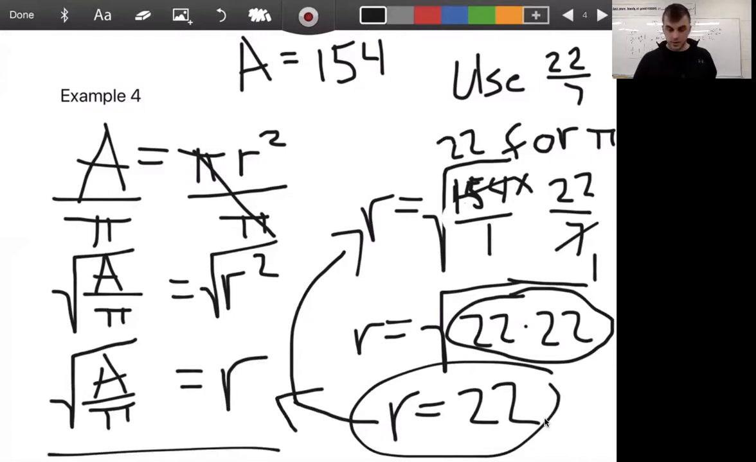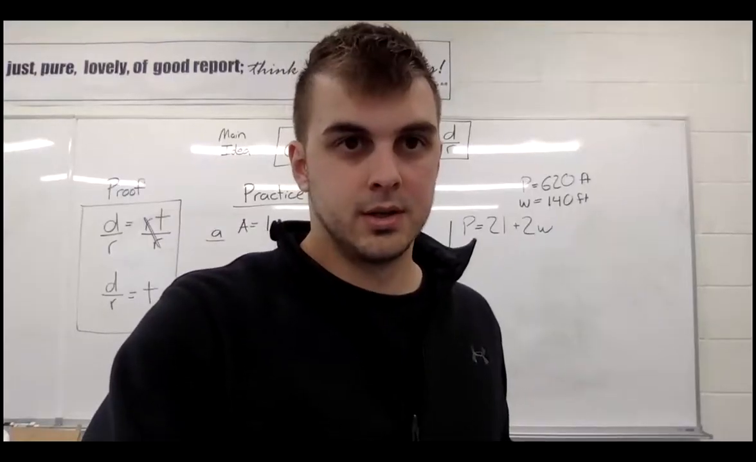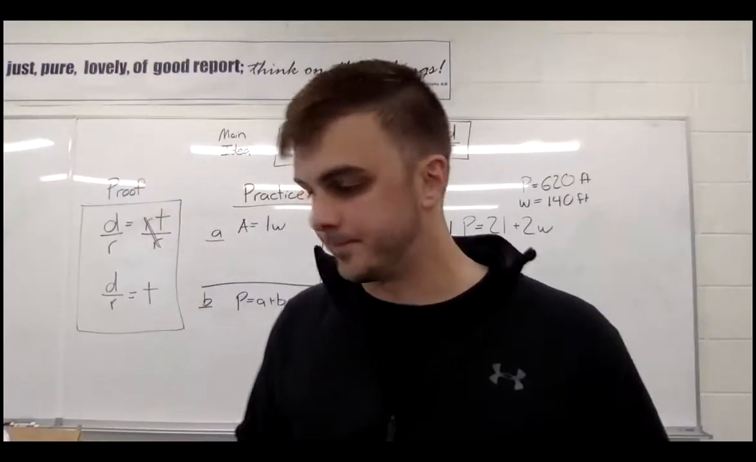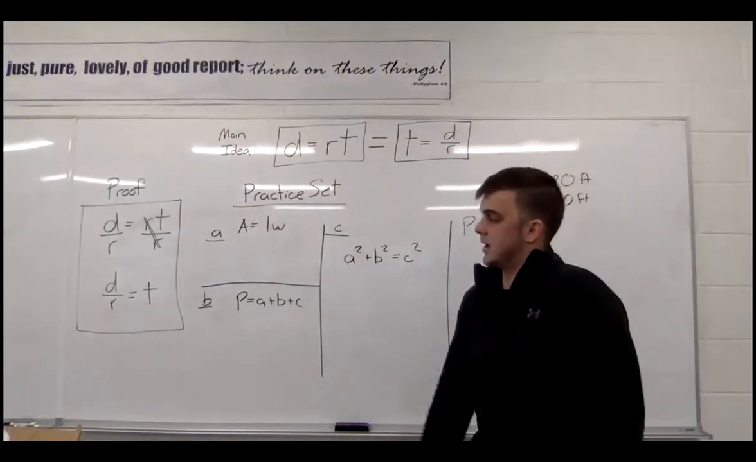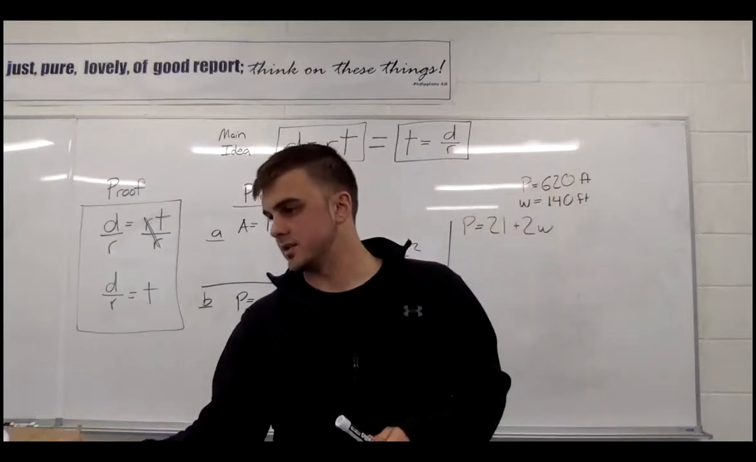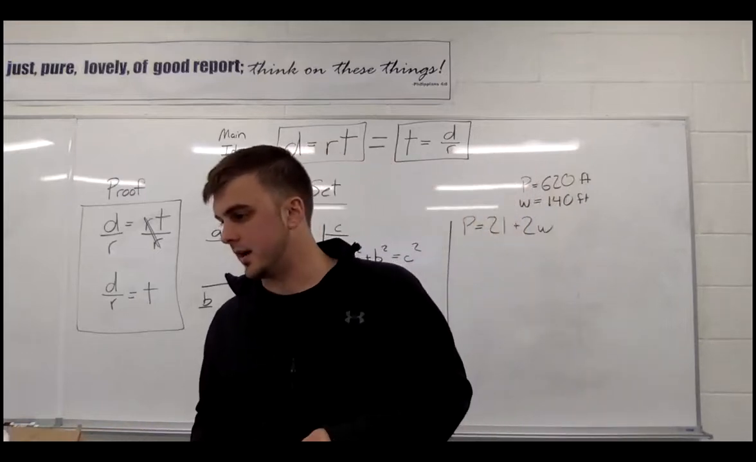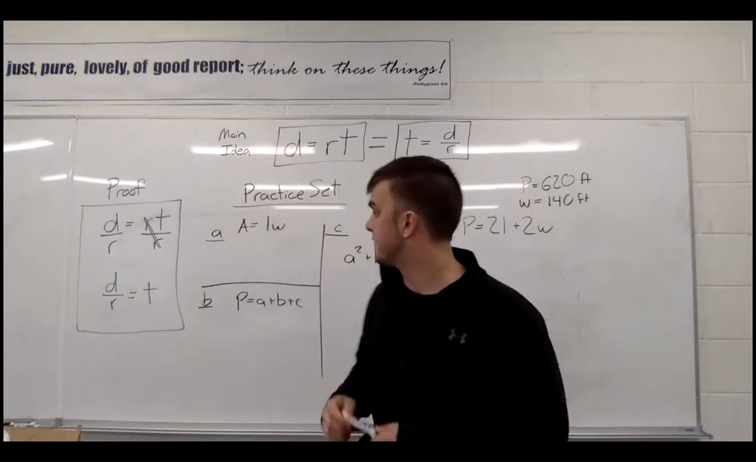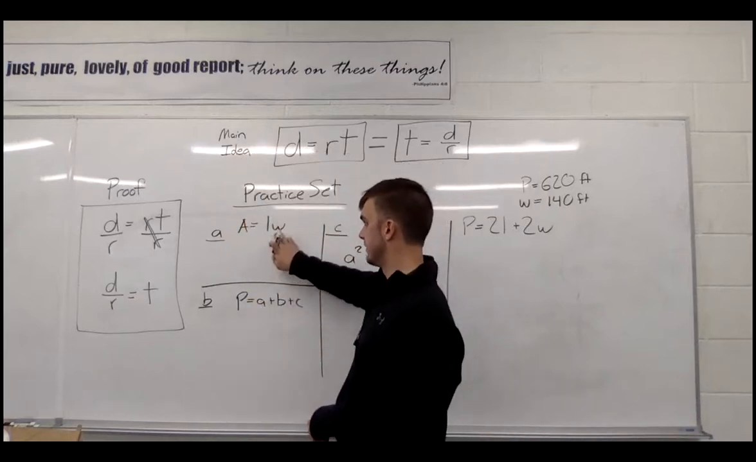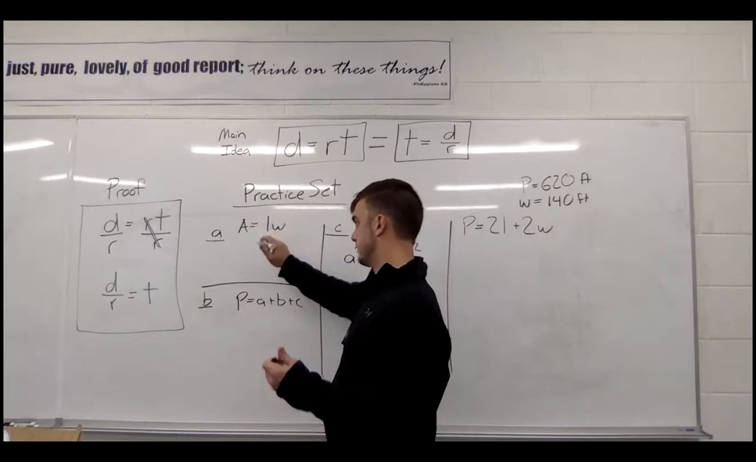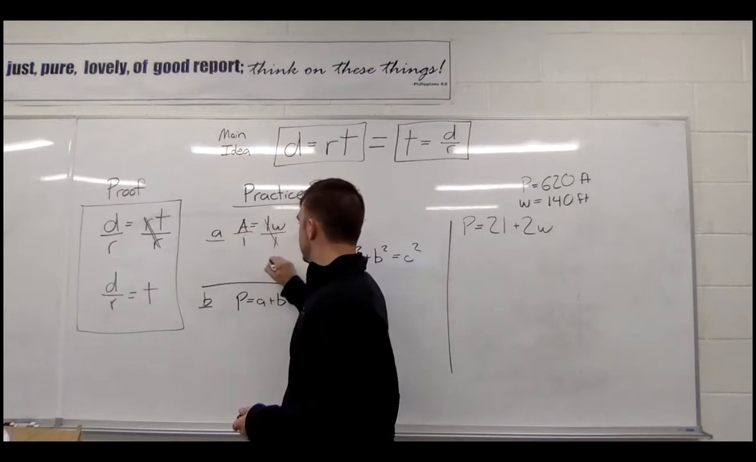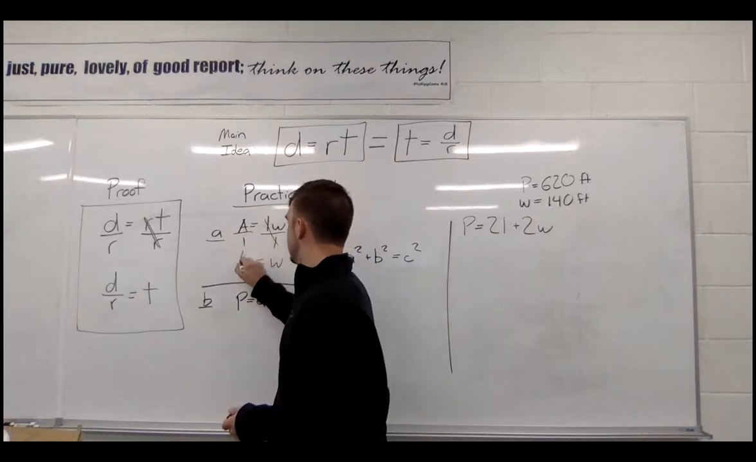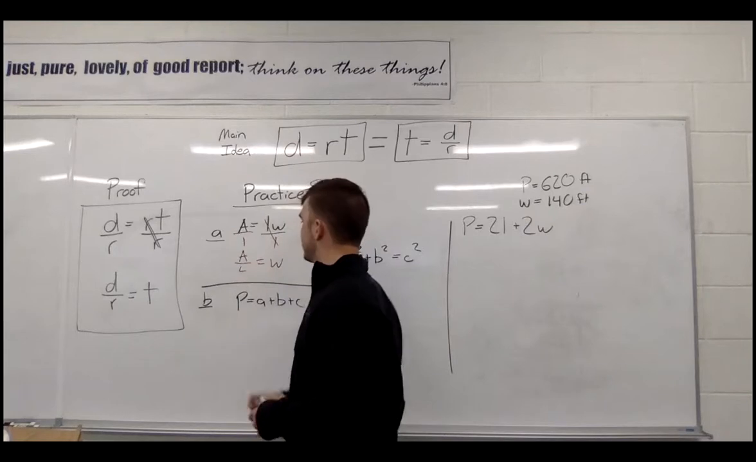All right, now I'm going to try and show you how to do the practice set here. More of the same. So letter A, not too complicated. For A, you are trying to solve area equals length times width. You're supposed to solve for W. How do you get W by itself? Well, it's W times L, so divided by L cancels out. W is equal to area divided by length.